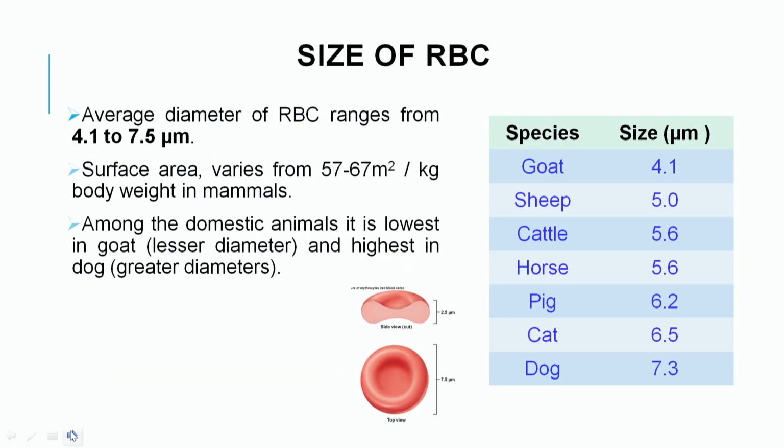Then coming to the size of the RBCs, the average diameter of the RBCs ranges from 4.1 to 7.3. Surface area varies around 57 to 67 meter square per kg body weight. Among the domestic animals, it is the lowest in the goat and the highest in the dog. That is, in the goat it is around 4.1 micrometer in size, whereas in the dog it is 7.3 micrometer in size.